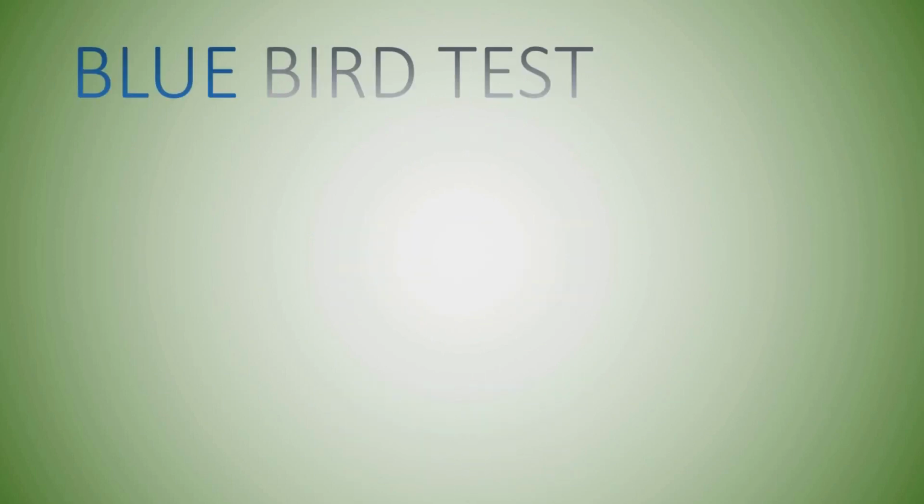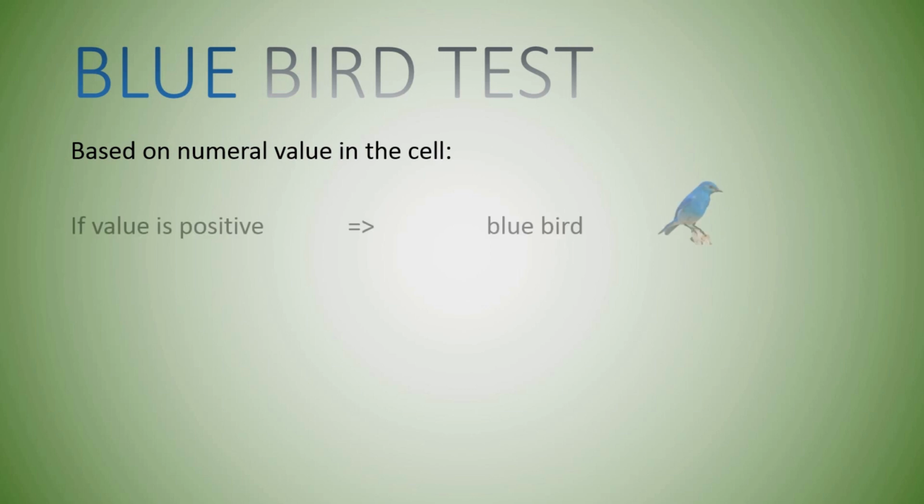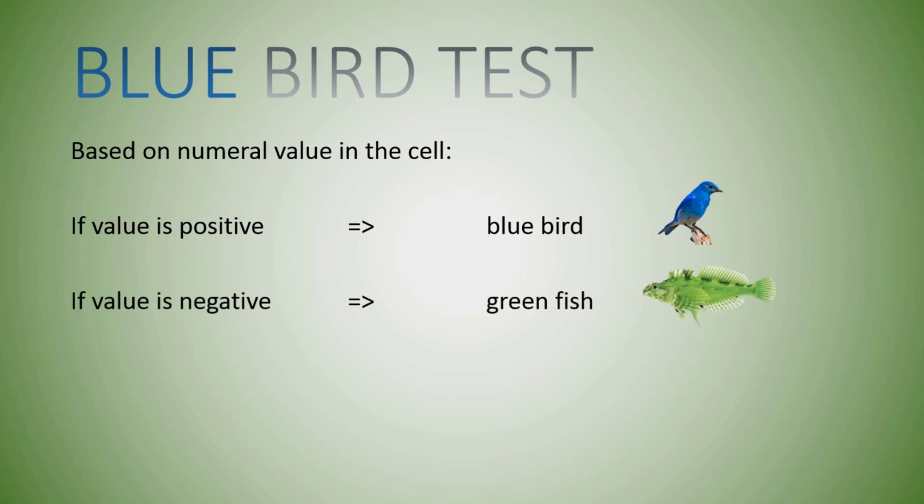So the task is going to be rather simple. Based on numeral values inserted into a cell, expect to see different icons. If the value is positive, the cell should contain a blue bird. If it's negative, a green fish. And if zero, a red squirrel. Looks simple, right? But there are only two limitations for you.